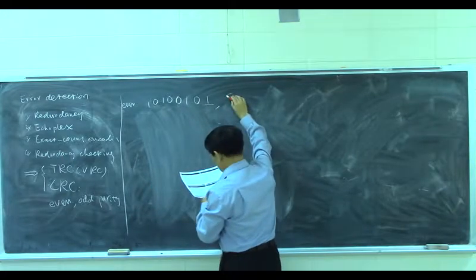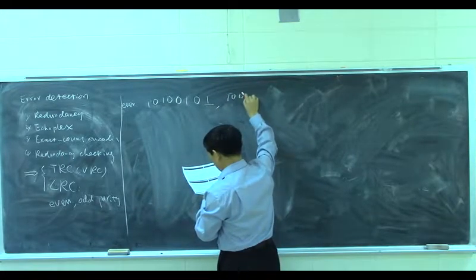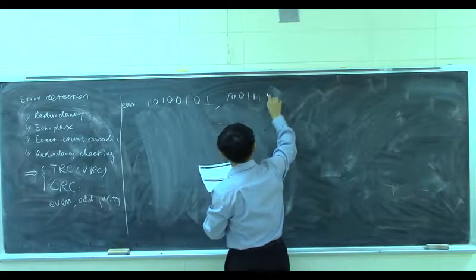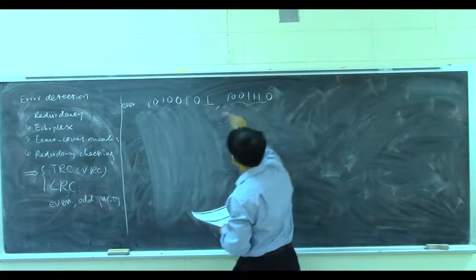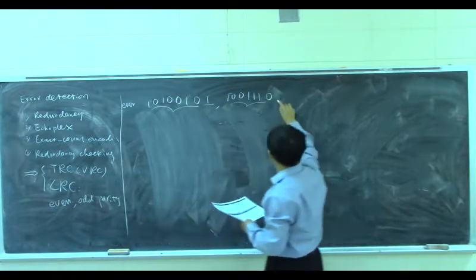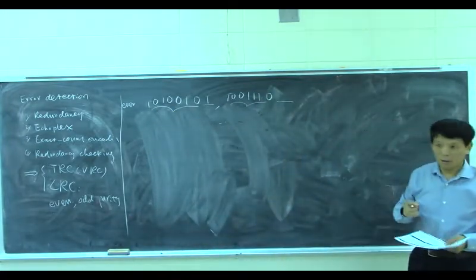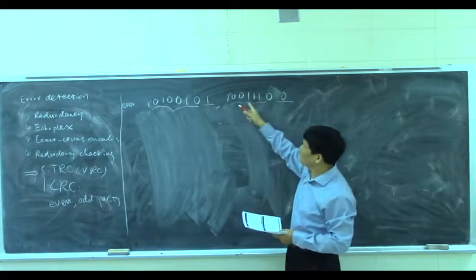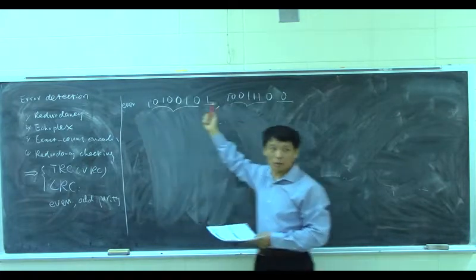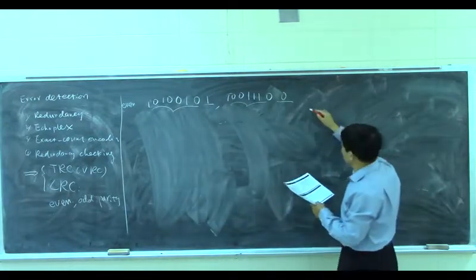The next data will be 1, 0, 0, 1, 1, 1, 0. Again, we have 7 digits, and we are going to put our parity bit. What should we put here? 0, right? Because the number of ones is already 4, so it's already even, so we need to put the 0.